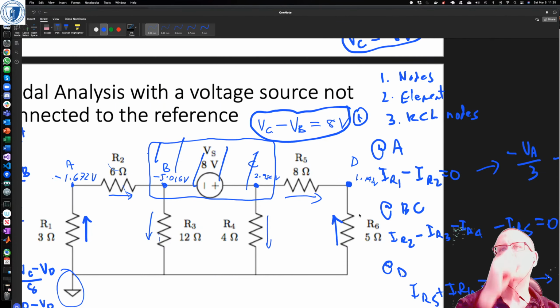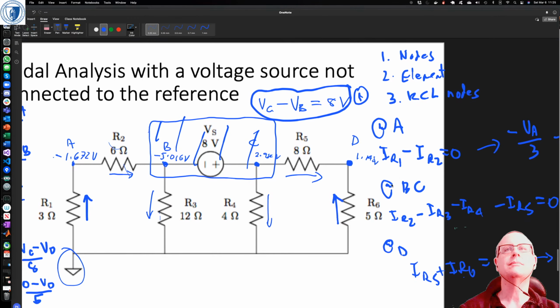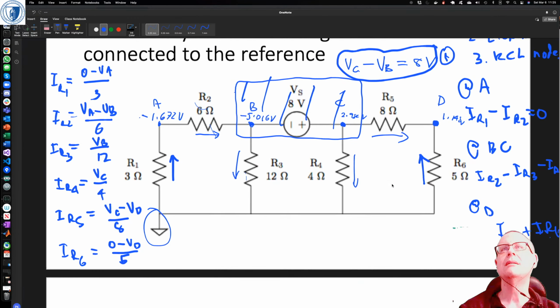And just a quick sanity check, right? Just check that the voltage difference between nodes B and C is 8 volts, and it looks like it is, at least within our significant figures. Everybody okay with that? Okay.